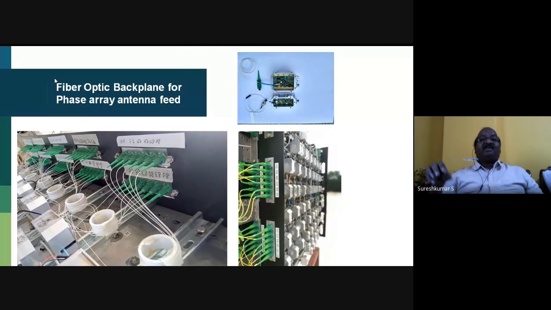And the receivers are also quite small and low cost. We combine them in the signal processing station and use them. So building a fiber optic backplane for a phased array antenna using RF over fiber was a challenge, and we could do it easily. This uses special connectors for connectivity because you need dense packing here.